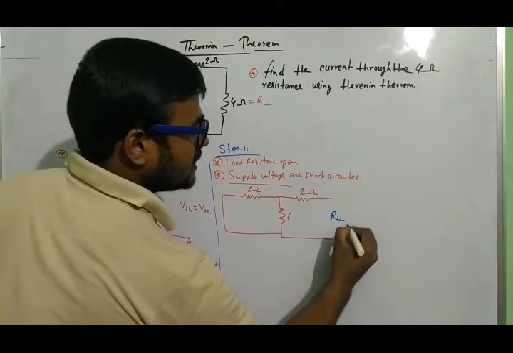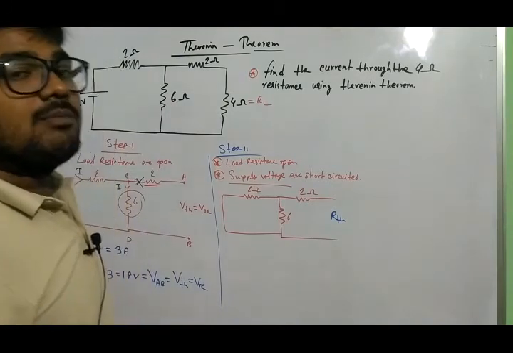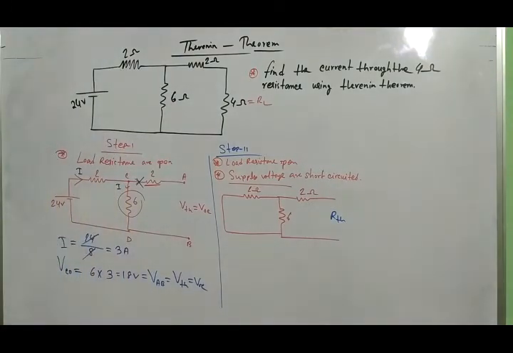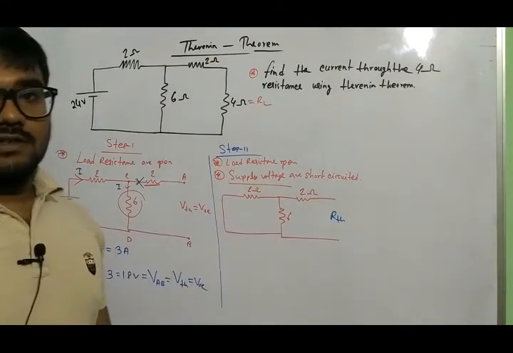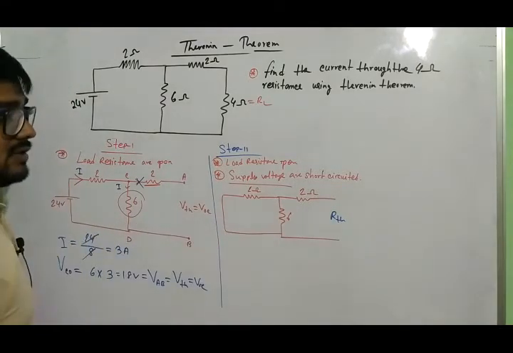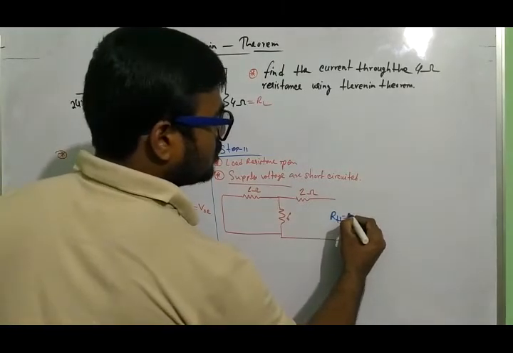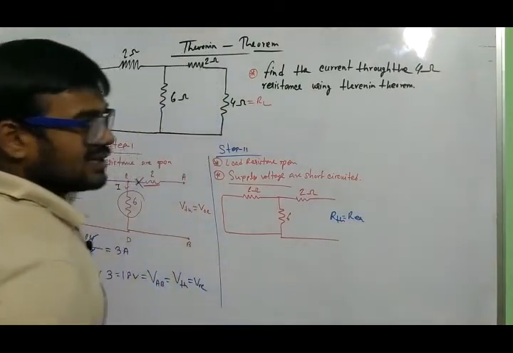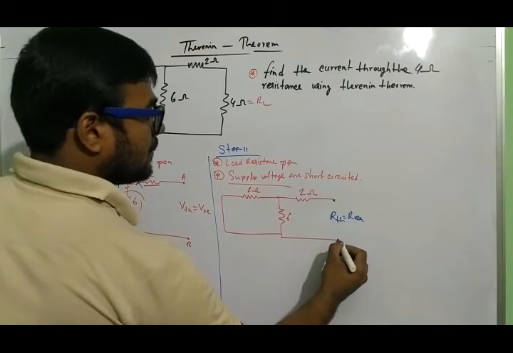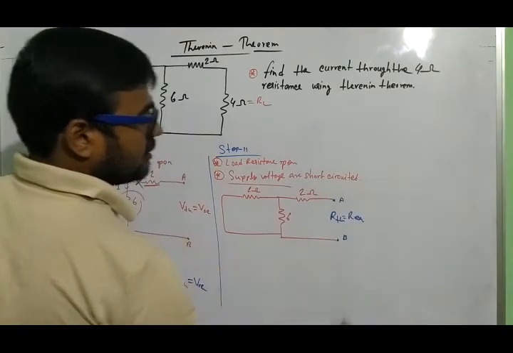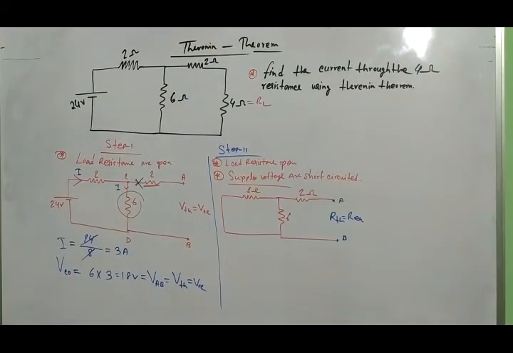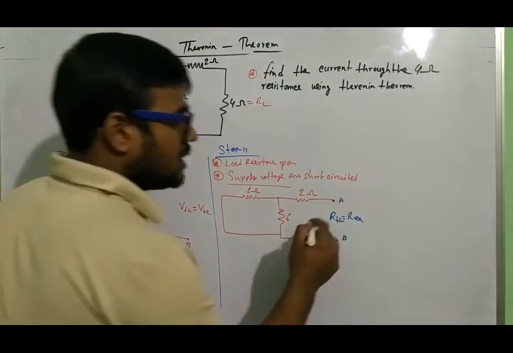Now I am finding VTH, the Thevenin voltage. Now I am finding the Thevenin resistance using this circuit, the step 2 circuit. So how to calculate the Thevenin resistance? This Thevenin resistance is also called the equivalent resistance through the AB terminal. So at the AB terminal, when I am finding the equivalent resistance, what is the way?